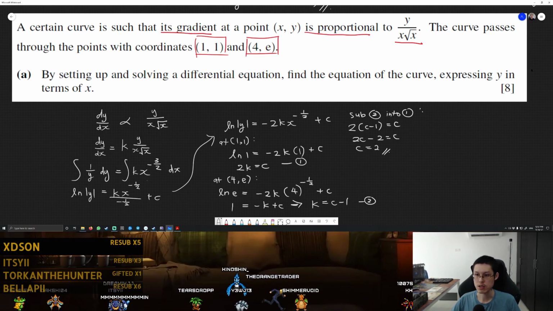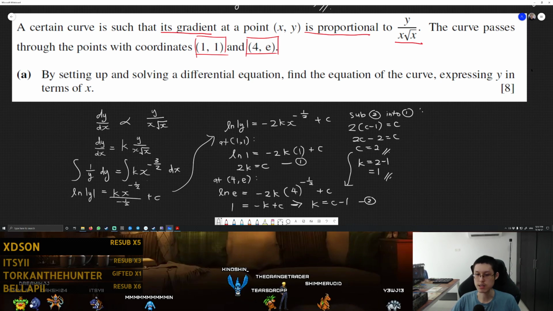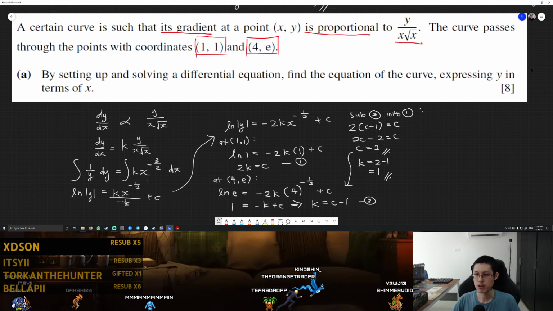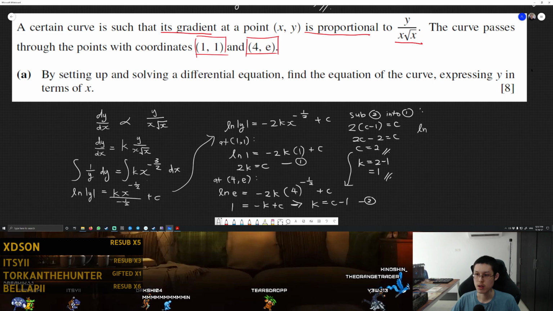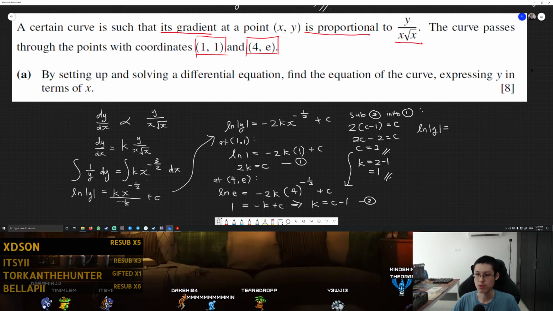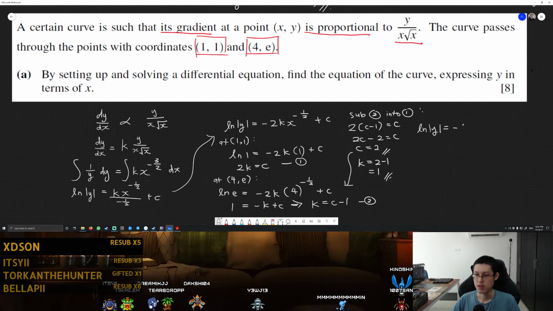Hey, we found c, so now we're going to take this and chuck that into this, which gives me k equals 2 minus 1, which is 1. Oh, we found k. Excellent. So now we can write our particular solution of the differential equation, which is going to be ln modulus of y equals -2x to the power of -1/2 plus 2.